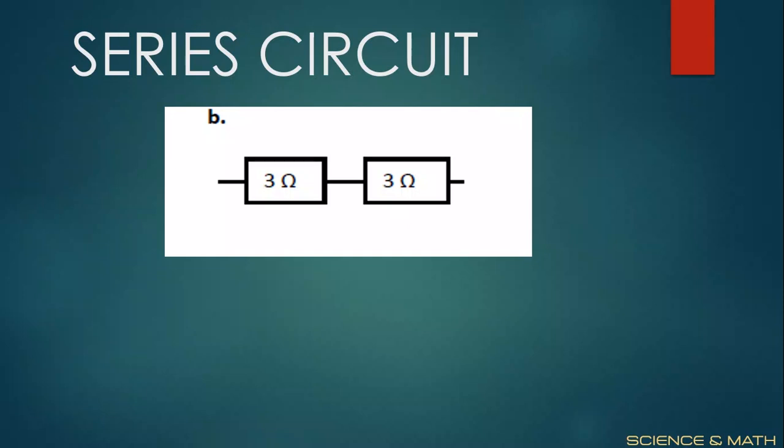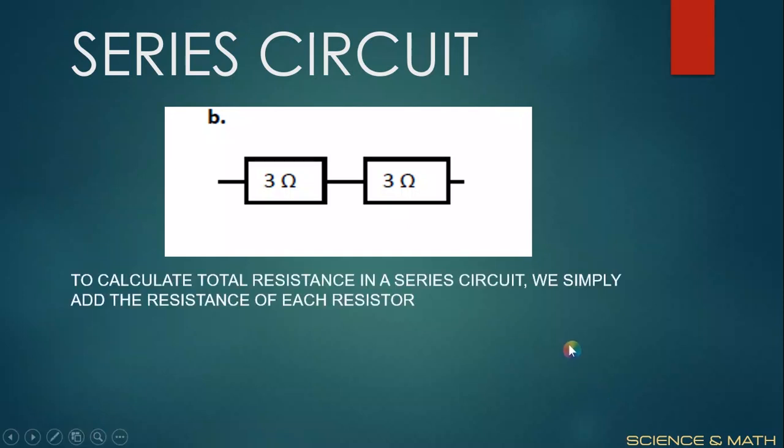So since these are in series, to calculate total resistance in a series circuit, we simply add the resistance of each resistor. So basically, in our example here, we are having a 3 ohm and a 3 ohm resistor. So our total resistance is going to be R1 plus R2, which is 3 ohm plus 3 ohm, which is going to give us a total of 6 ohms. So basically what we do is just adding the numbers, and yeah, we're going to find the total resistance.